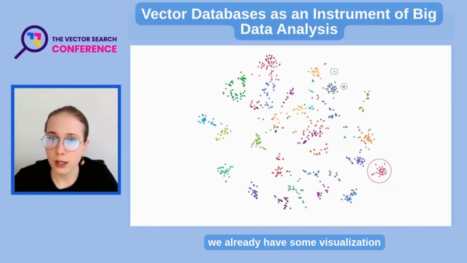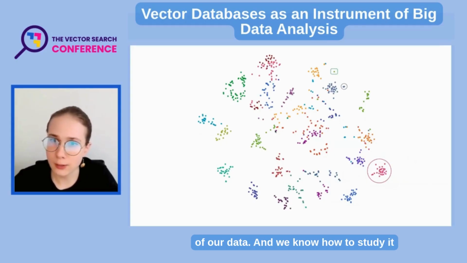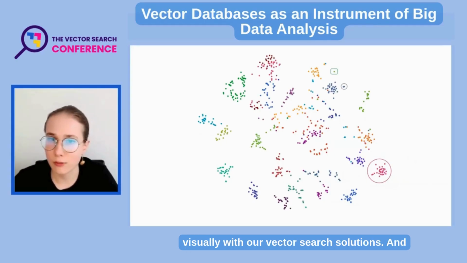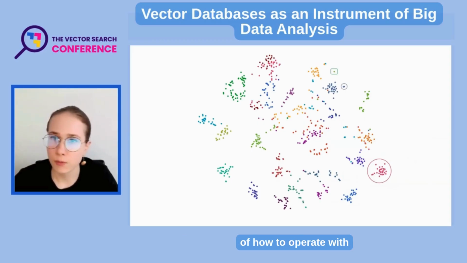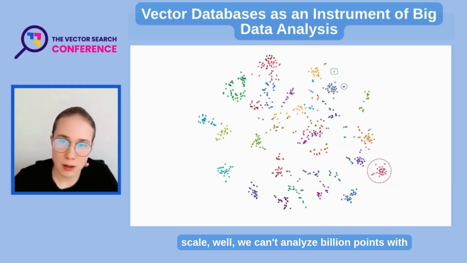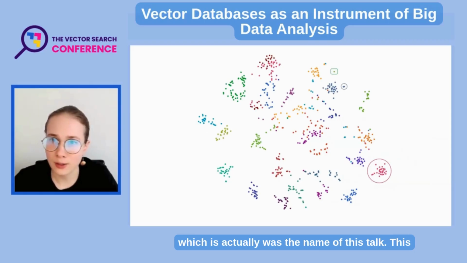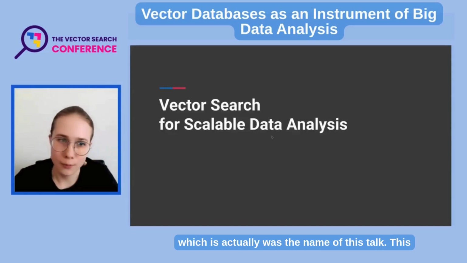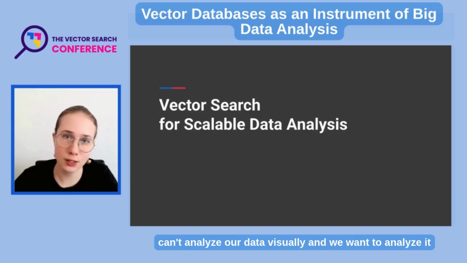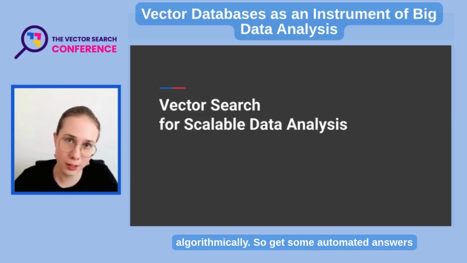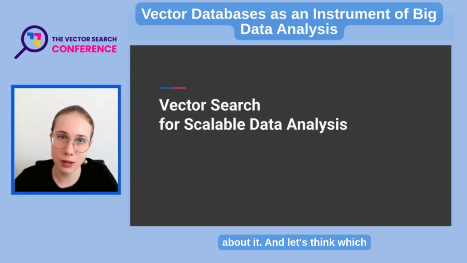So we already have some visualization of our data, and we know how to study it visually with our vector search solutions. And maybe we have already some intuitive ideas of how to operate with it. But this is not a scale, because at scale, well, we can't analyze billion points with our eyes. And here I'm coming to the part which was actually the name of this talk, vector search for scalable data analysis. So at scale, we can't analyze our data visually, and we want to analyze it algorithmically. So get some automated answers about it.